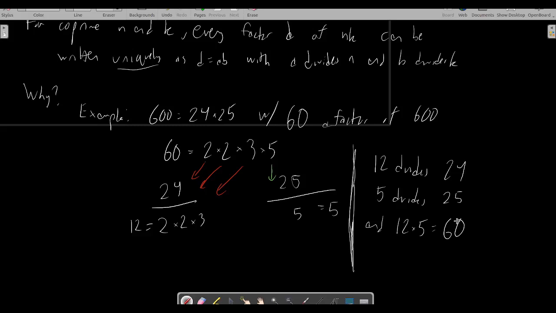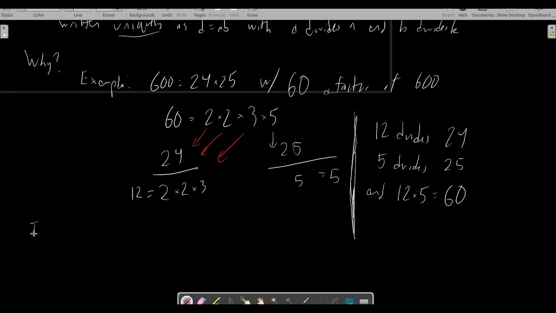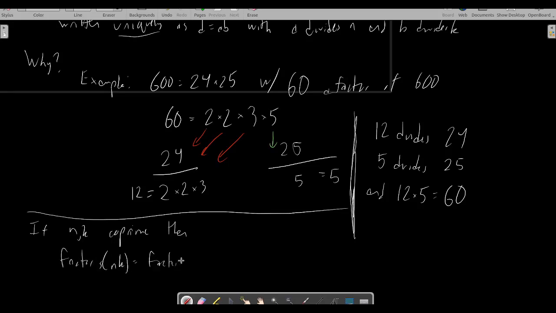All of this is to say that if we have two coprime integers n and k, we can count the total number of unique factors of their product n times k by counting the factors of n and counting the factors of k independently, and then multiplying the results together.